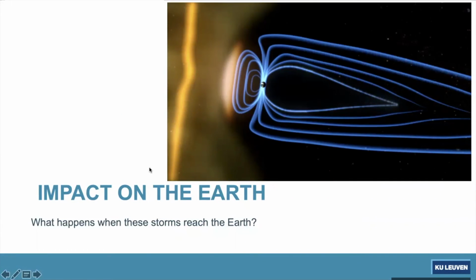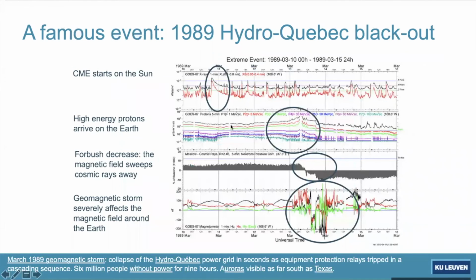It's a little bit of a cartoon. Okay, so here is a typical series of events that happens during a big space weather event. This is a famous event that happened in 1989 and caused a blackout in Quebec, and it also affected New York State. Hydro-Quebec is the electrical company of the Quebec region of Canada, and there was a big blackout.